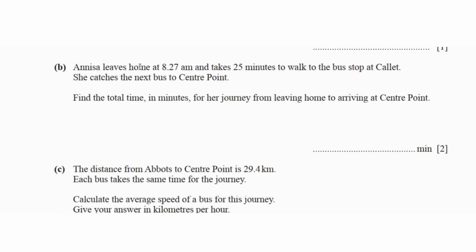Part B says Anisa leaves home at 8:27 a.m. and takes 25 minutes to walk to the bus stop at Calais. She catches the next bus to Centrepoint. Find the total time in minutes for her journey from leaving home to arriving at Centrepoint.